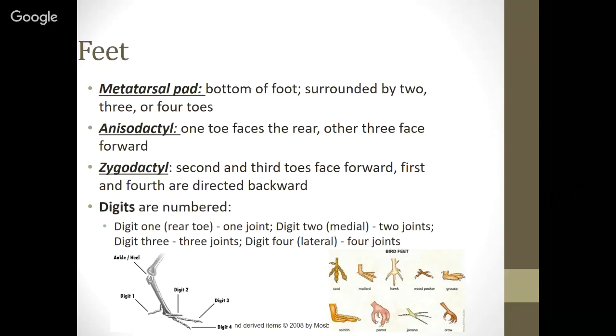The digits are numbered, so digit 1 will be the rear toe, and it usually just has 1 joint. Digit 2 is the medial toe, and that has 2 joints. Digit 3 has 3 joints, and digit 4, which is lateral, tends to have 4 joints.